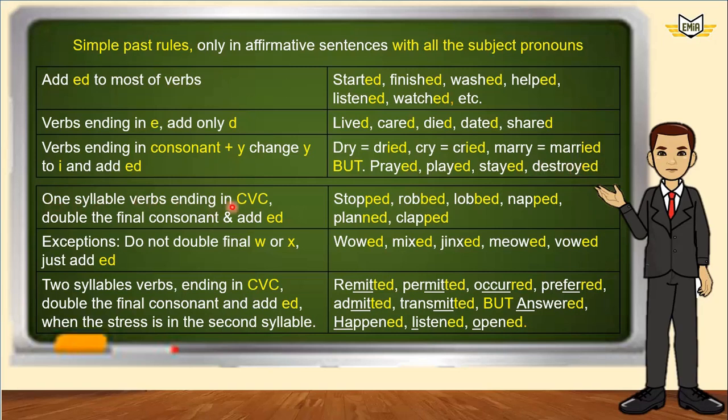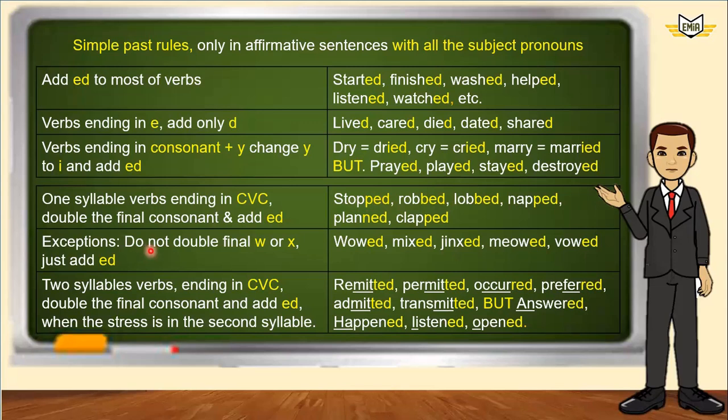One syllable verbs ending in consonant, vowel, consonant: double the final consonant and add ed. Here are some examples. Stop, stopped. You see letter T is a consonant, letter O is a vowel, and letter P is a consonant. This is the pattern shared by all these verbs. When you have this kind of verbs, you add a double consonant and then ed.